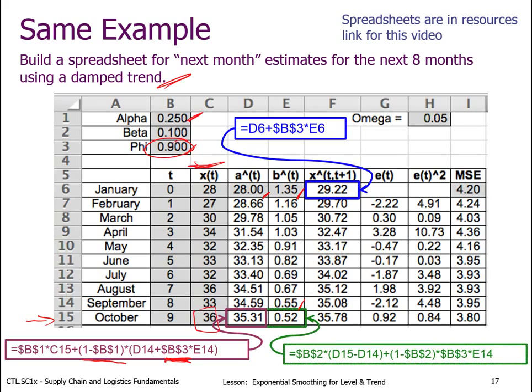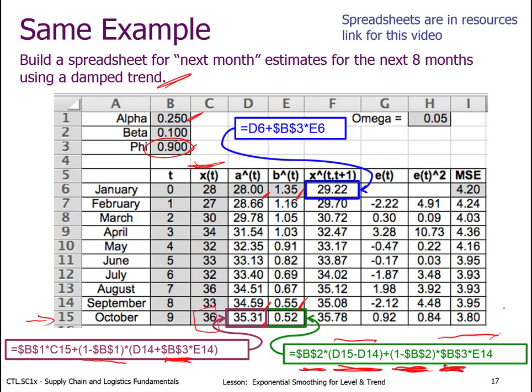So then what am I doing for the trend? Well, it's the same thing. This is the beta term multiplied by the difference in the most recent level estimates, right? D15, 35.31 minus 34.59. That's my most recent new information for the estimate of what the new trend would be. I'm going to add this to 1 minus beta times that phi value again, which is in cell B3, times E14, which is the most recent trend estimate. So that's the new trend information and the old trend information slightly dampened.